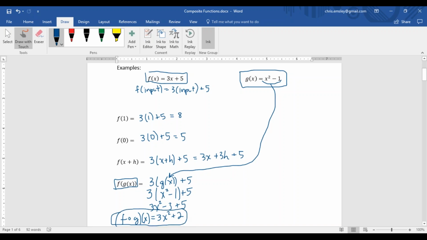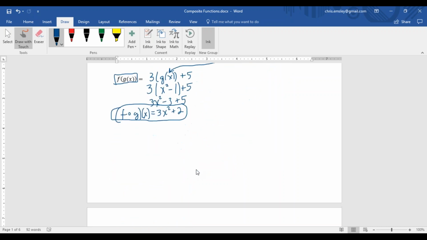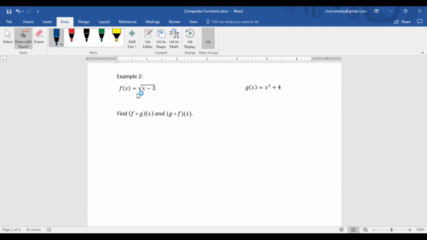Okay, so we're going to try a few more of these. It can get a little trickier if your original starting functions are a little more complex. So here's example number 2. And we have an f and a g that are given to us in the problem, and they want us to find f of g and g of f. So let's start here, f of g of x.